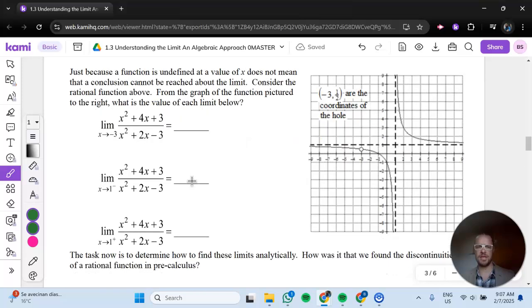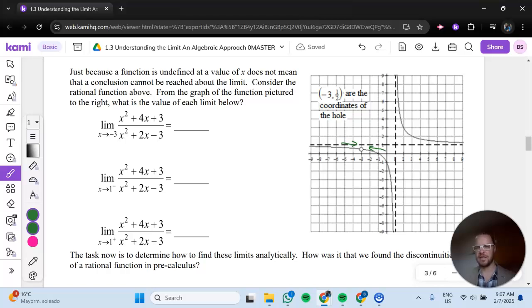Now, what we need to remember is that just because a function is undefined at a value of x doesn't mean that the conclusion cannot be reached about the limit, because the limit is talking about what it is approaching, not what it actually equals. So in this case, if I'm approaching -3 and I look at the graph here, if I'm approaching it from both sides, I'm approaching the same value here. It doesn't matter that the function doesn't exist.